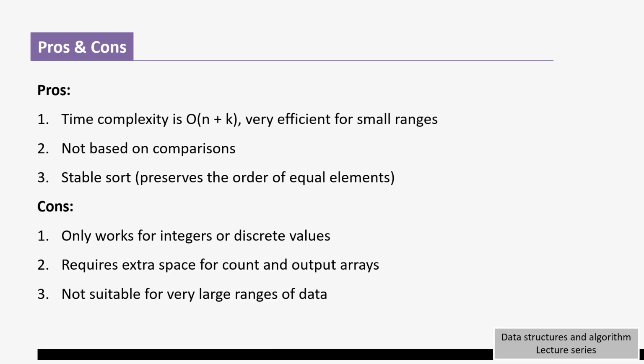So lastly, pros and cons. In this, time complexity is n plus k. Very, very efficient for small ranges. Then it is not based on comparisons, hence it is faster. The sorting is stable. It preserves the order of equal elements. Even if any elements are repeating, the order is preserved.